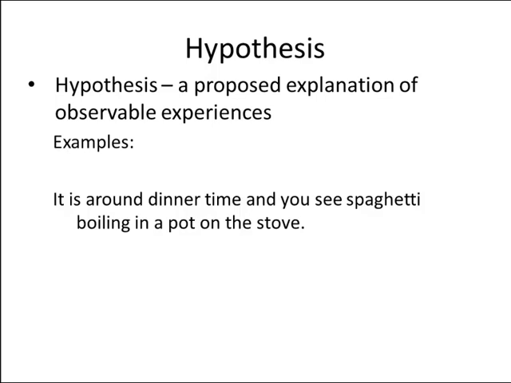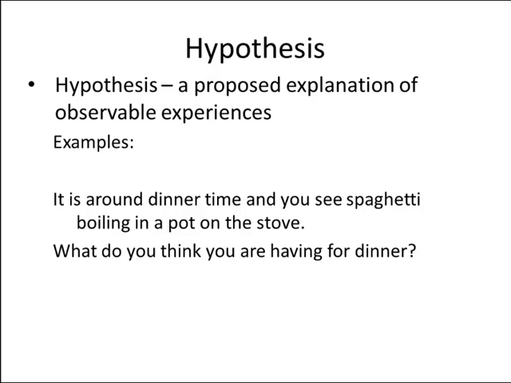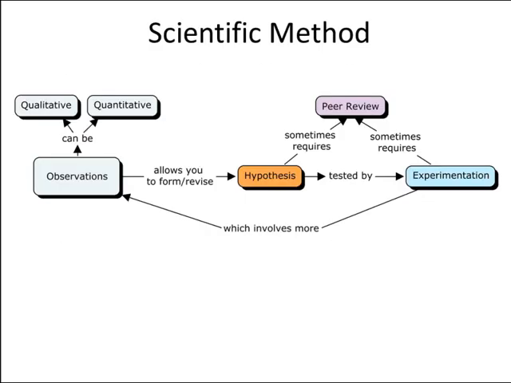It's around dinner time and you see spaghetti boiling in a pot on the stove. So what do you think you're having for dinner? Well, we could hypothesize that we're having spaghetti and meatballs for dinner. That's one hypothesis we can draw from that observation. From that hypothesis, then, we need to do further experimentation to test that hypothesis, which involves making more observations.